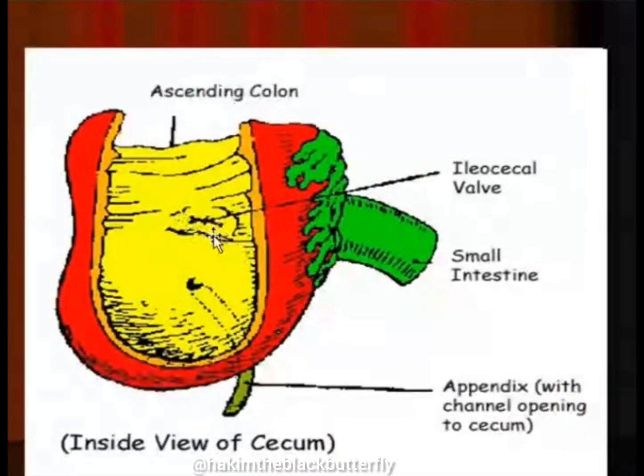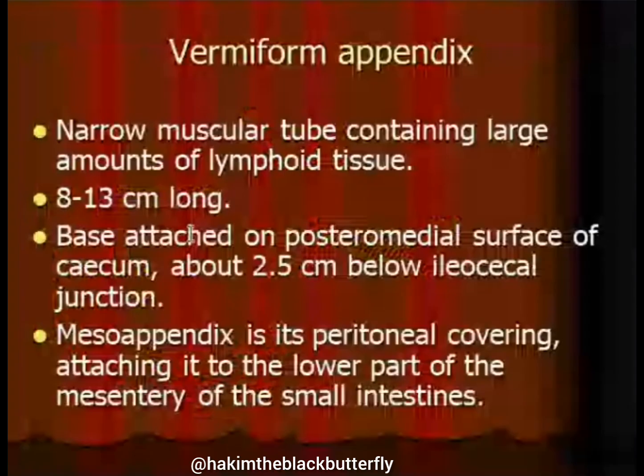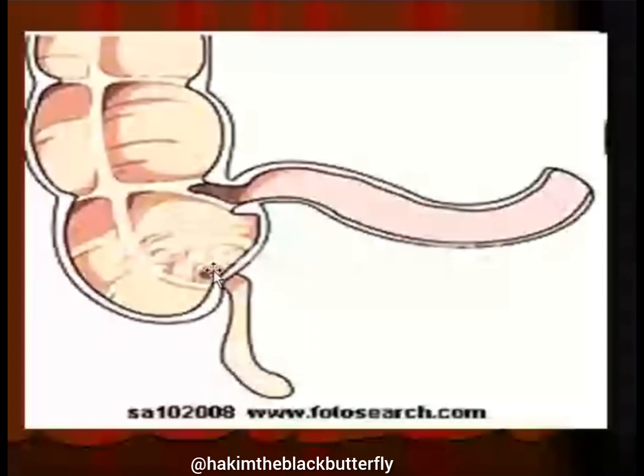That is the entrance of the ileum into the cecum, and is guarded by the ileocecal valve. And below, about 2 centimeters below, we have the opening of the appendix into the cecum. So the cecum receives both the opening of the ileum and the opening of the appendix, which are approximately 2 centimeters apart.